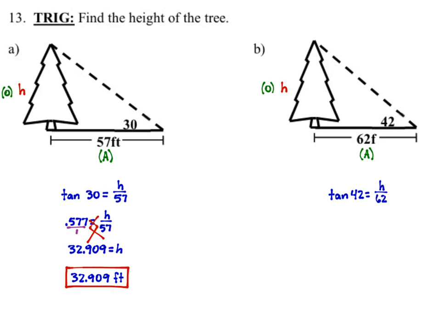And then here I did this a little bit differently. Instead of figuring out what tangent of 42 is first, I put it over 1 and then cross multiplied. So you'd end up with 62 times whatever the tangent of 42 is equals H. And then from here, type in your calculator the tangent of 42, multiply that by 62, and you end up with 55.825 feet.